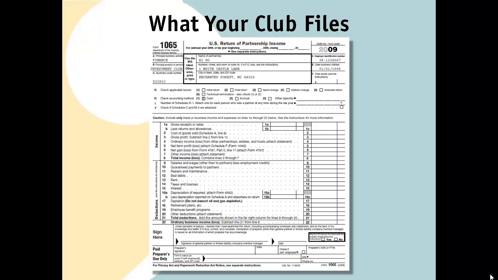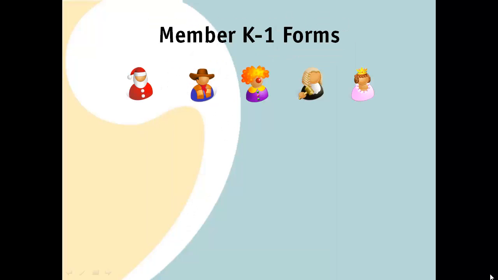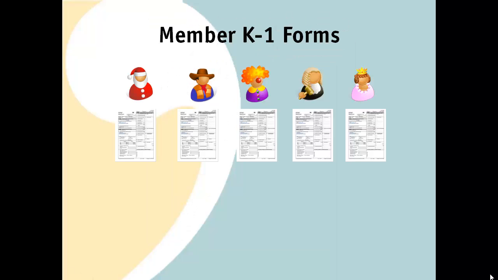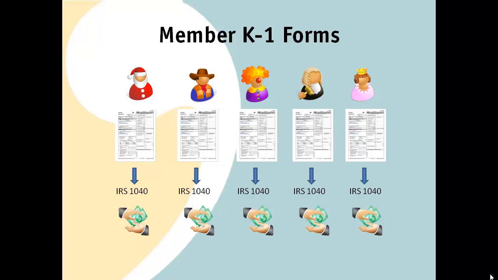All of the income and expenses are divided up between the members, and they report and pay taxes on their share on their personal taxes. Each member receives a form called a K-1 so that he knows what amounts he needs to report on his personal taxes to pay taxes on.